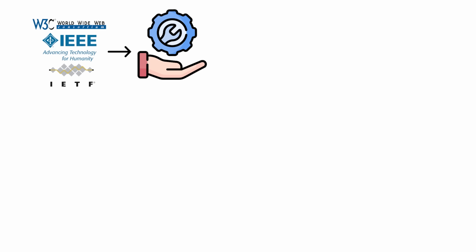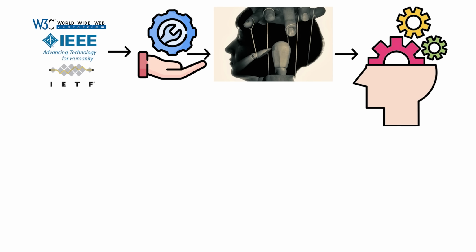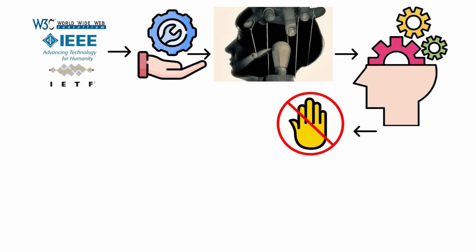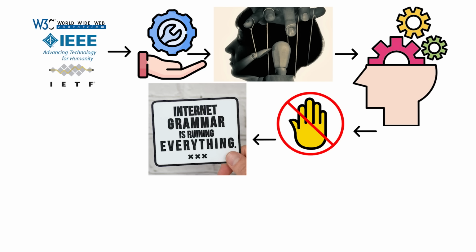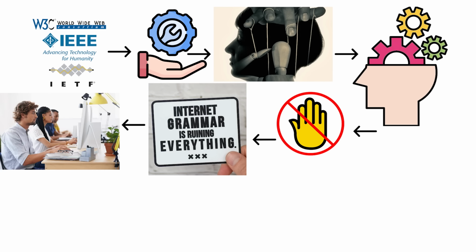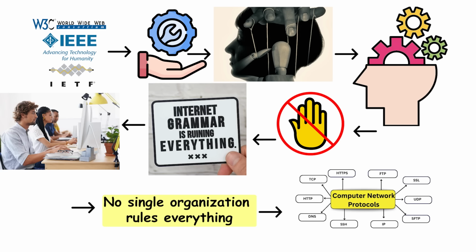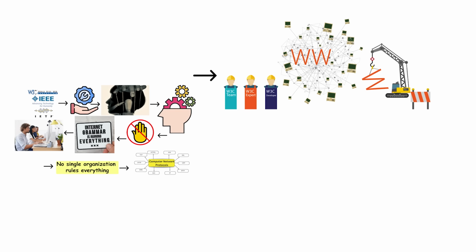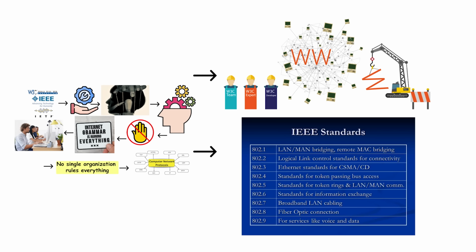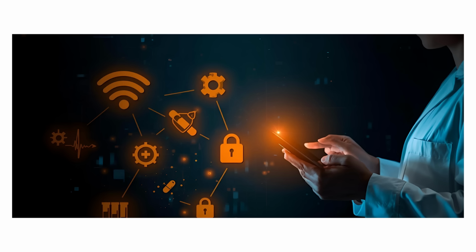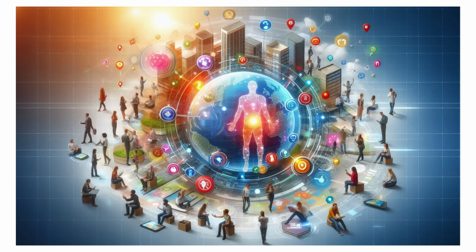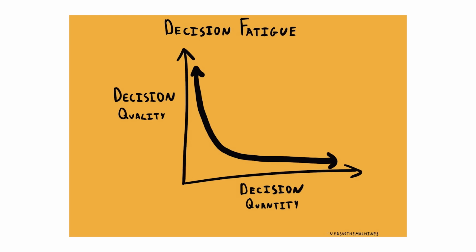However, their control is technical, not political. They decide how things work, not who gets to use them or what content is allowed. They write the grammar of the internet's language, but they don't control what people say with it. And again, no single organization rules everything. The IETF handles network protocols, W3C handles web standards, IEEE handles hardware standards, and dozens of other bodies manage different pieces. It's coordinated, but distributed. If one standards body made a terrible decision, alternatives could emerge, though switching costs would be enormous.